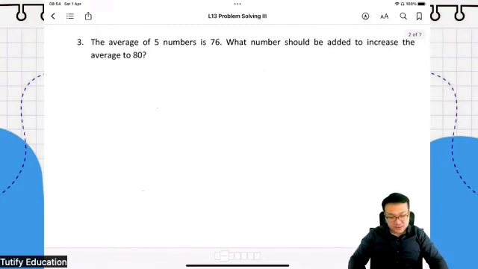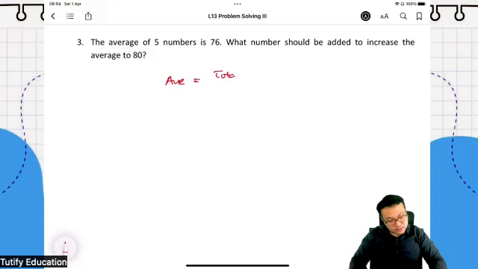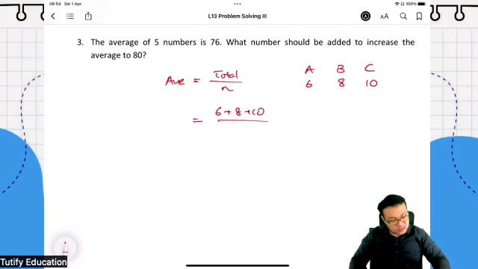Okay, for this, we need to revise what is average. Some of you may know average equals the total divided by the number of people. For example, if I have 3 students and they have 6 sweets, 8 sweets, and 10 sweets, then the total number of sweets is 6 plus 8 plus 10, divided by the number of people, so you're going to get the answer of 8.